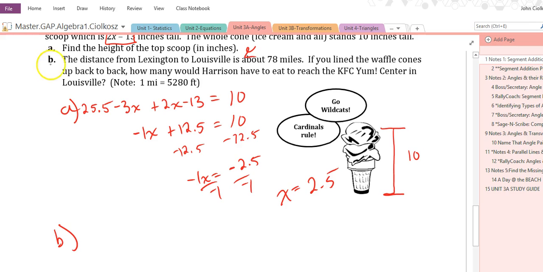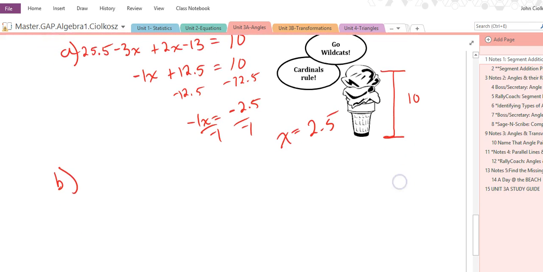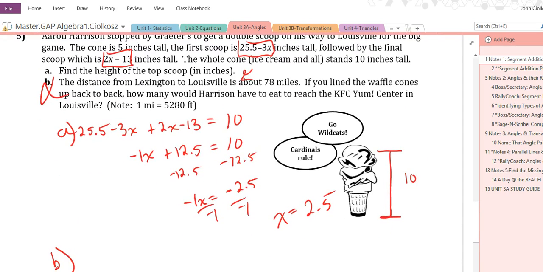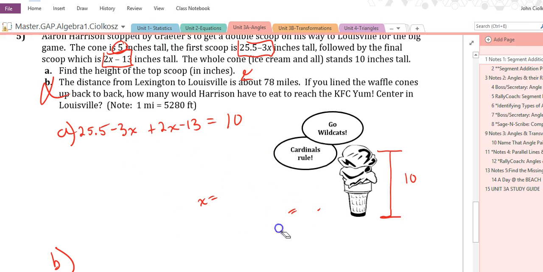Part B here, we're actually going to skip over. So, at this point, you are good to move on. Real quick catch here, something we missed. That cone's 5 inches tall. So, let's redo problem 1 real quick here.